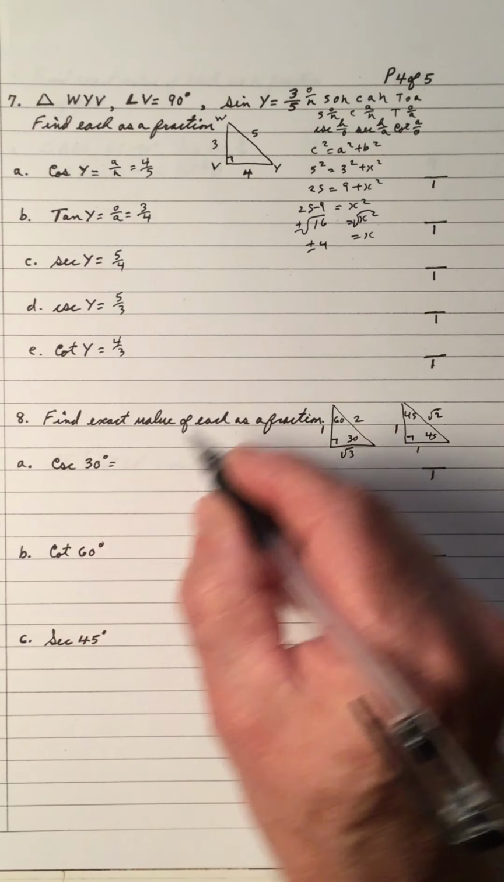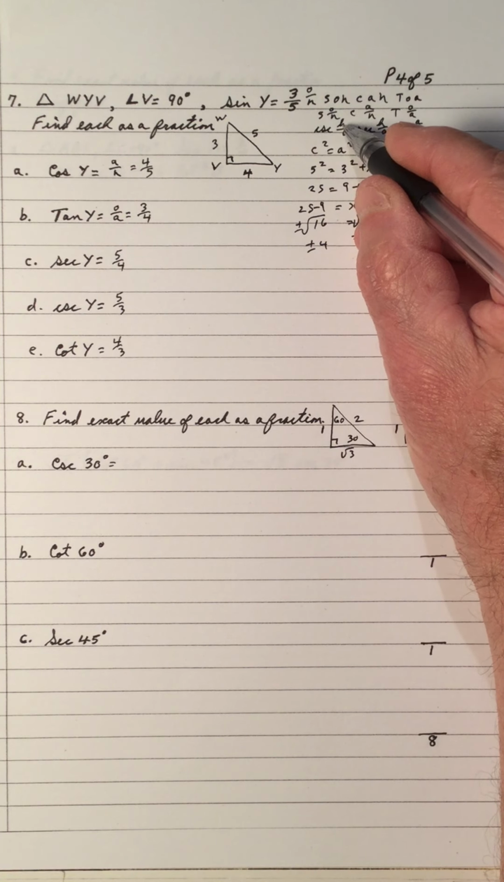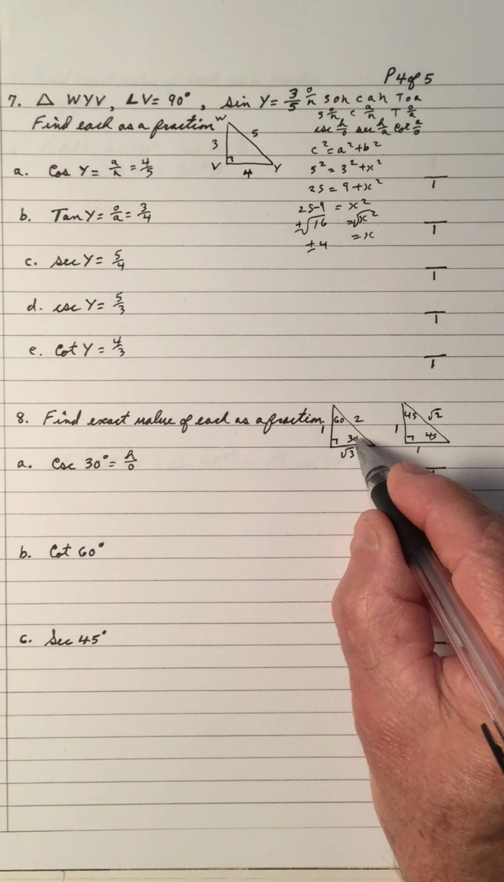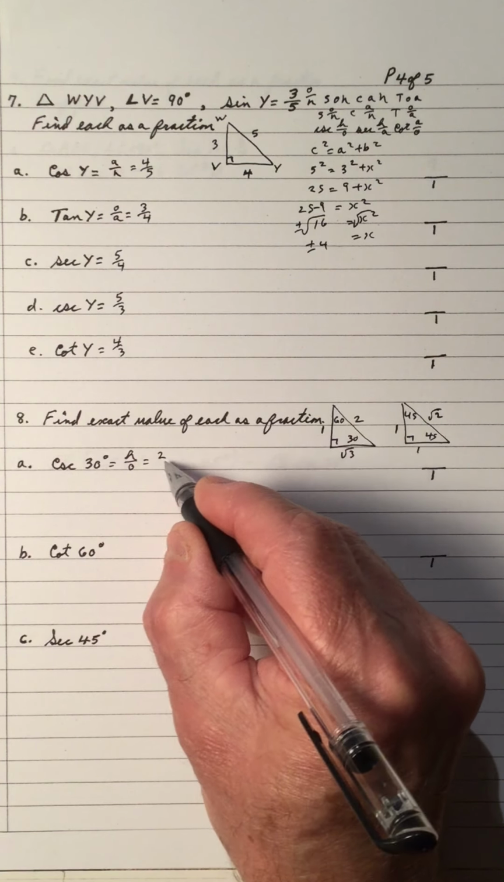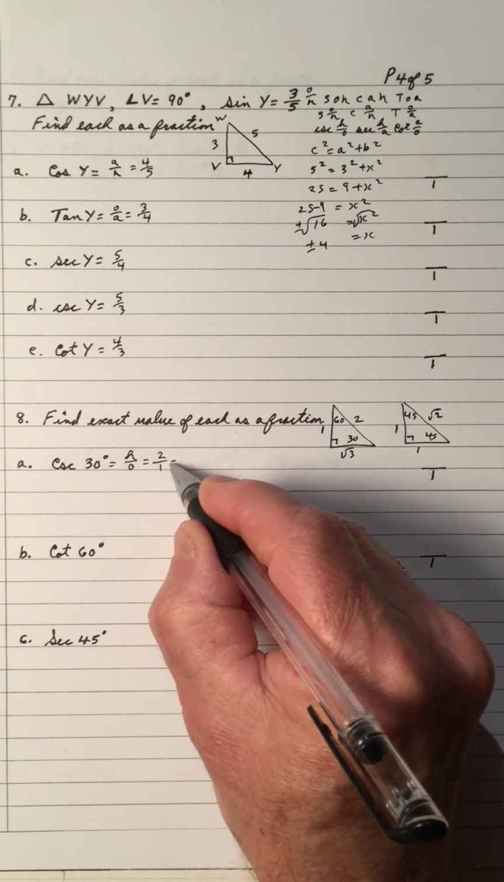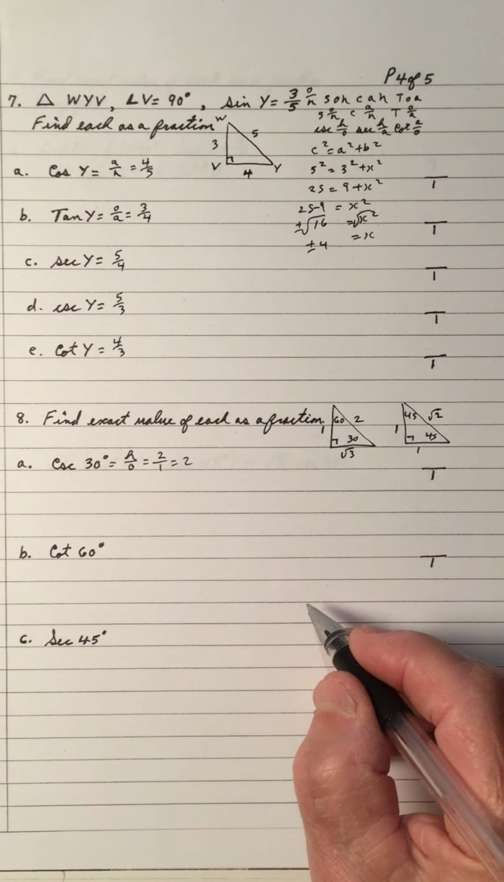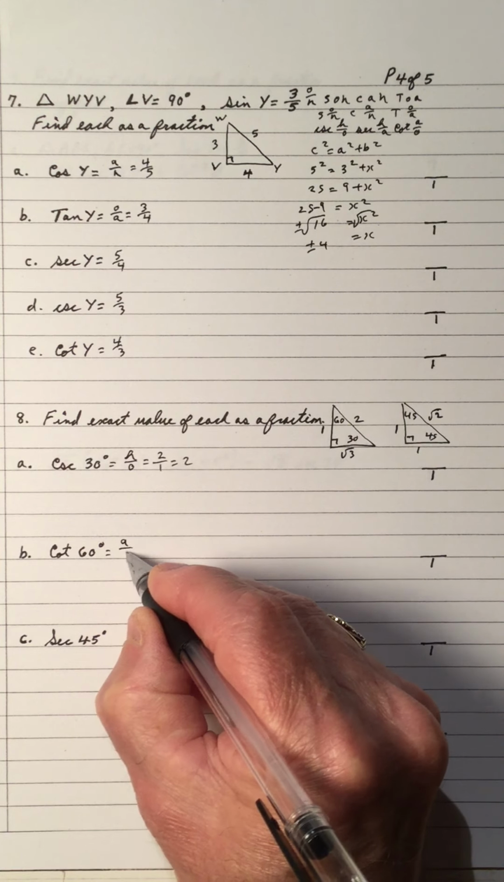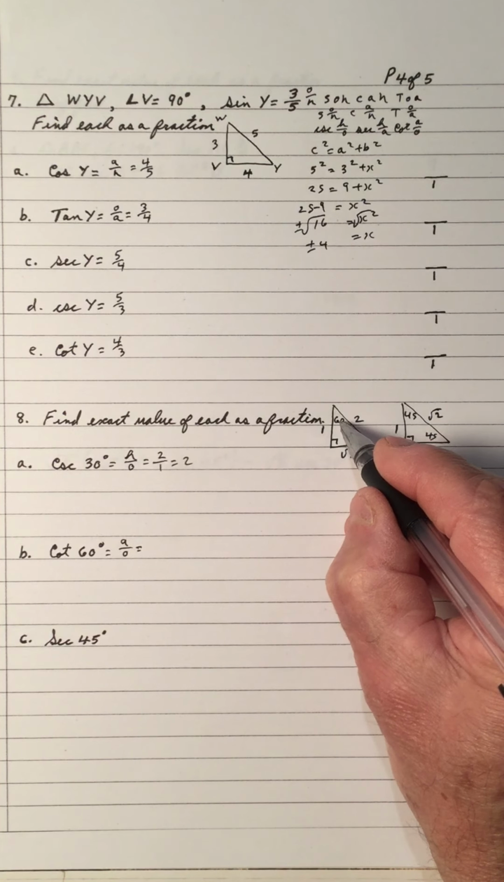So the cosecant of 30: cosecant is hypotenuse over opposite. For 30, the hypotenuse is 2 over the opposite, which is 1, so that's just 2. Give yourself a mark.